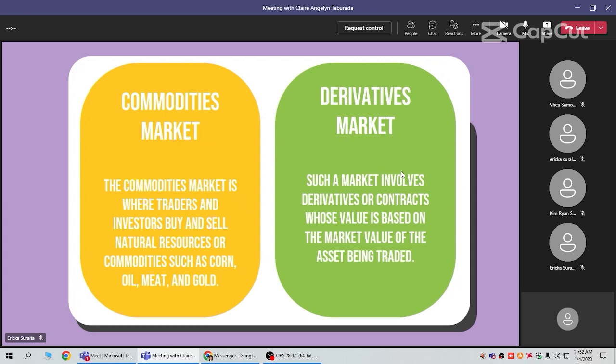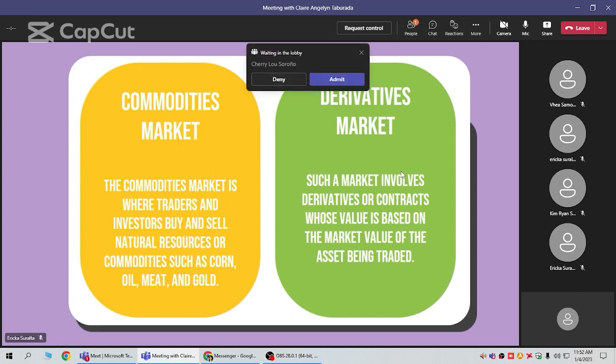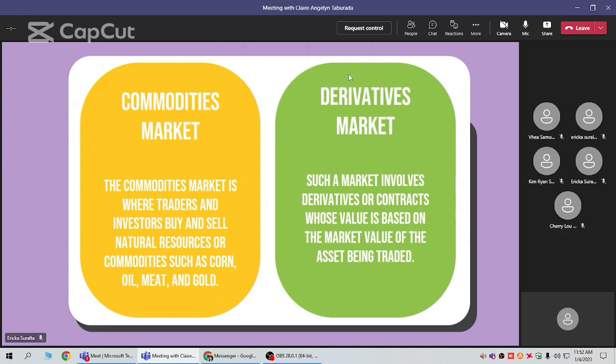So the next one is the derivative market. Such a market involves derivatives, or contracts whose value is based on the market value of the asset being traded. So the futures mentioned above in the commodities market is an example of a derivative. So the commodity market and the derivatives market are similar, as I explained earlier.